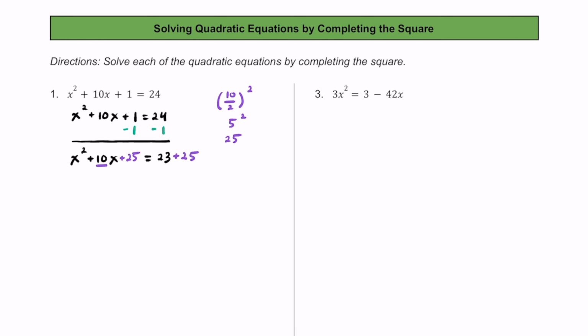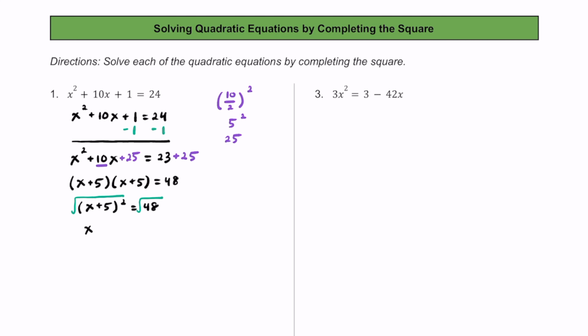Okay. On the left side, we should be able to factor this into a perfect square trinomial, which is really just going to be two identical binomials of the quantity of x plus 5 times the quantity of x plus 5. On the right side, 23 plus 25 is going to be 48. On the left side, we can go ahead and condense this into the quantity of x plus 5 squared is equal to 48. And then we can go ahead and take the square root of both sides of the equation so that we can get rid of that squared symbol, right? So that's the inverse of that.